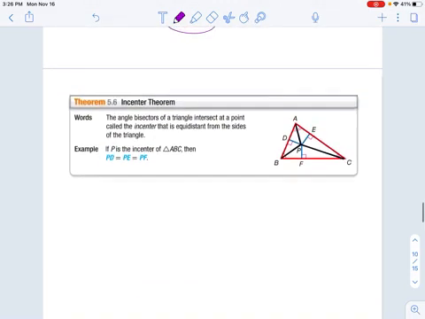Now we have our incenter. Notice how it looks very similar to circumcenter, but it's not the same. The incenter deals with angle bisectors. So the angle bisectors of a triangle intersect at a point called the incenter. So this time we know that these angles are congruent, and these angles are congruent, and these angles are congruent to each other as well. We don't know anything about saying that that's the midpoint. We don't know that.